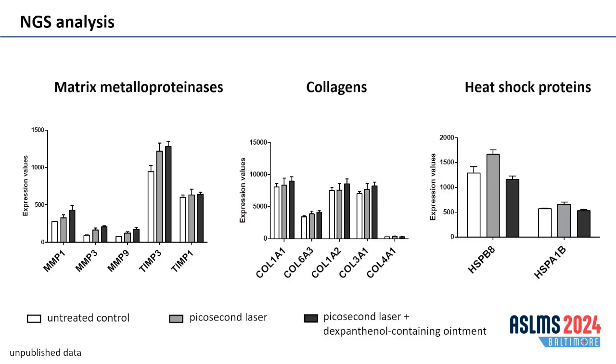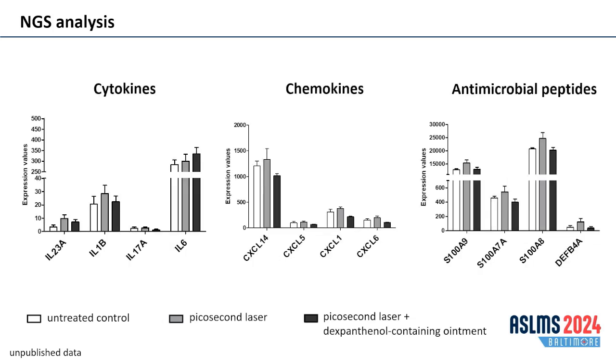Next, we performed an NGS analysis. And here we detected a gene expression pattern reflecting the LIOB-induced stimulation of skin repair mechanisms and skin remodeling. For example, we found a trend of upregulation of matrix metalloproteinases and inhibitors of collagens and also of heat shock proteins. Interestingly, some of these effects were even enhanced by the post-treatment with the dexpanthenol-containing ointment. And we also found an upregulation of cytokines, chemokines, and antimicrobial peptides, also indicating the LIOB-induced stimulation of the wound healing response and the skin remodeling.